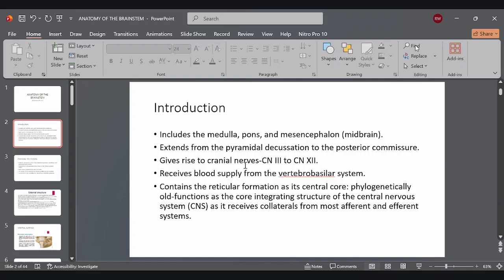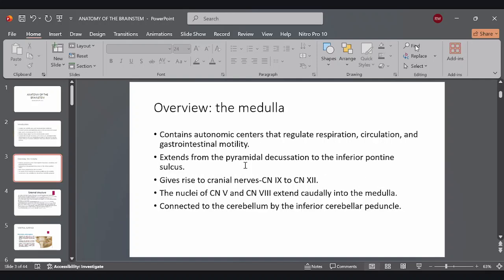Then you have phylogenetically old function. We have talked about it during our last lecture, which co-integrates the central nervous system as it receives collaterals from most afferent and efferent systems. We are going to talk more about the afferent and efferent systems when we will be looking at the CNS, the nerves. Now, let us look at the overview of the medulla oblongata.